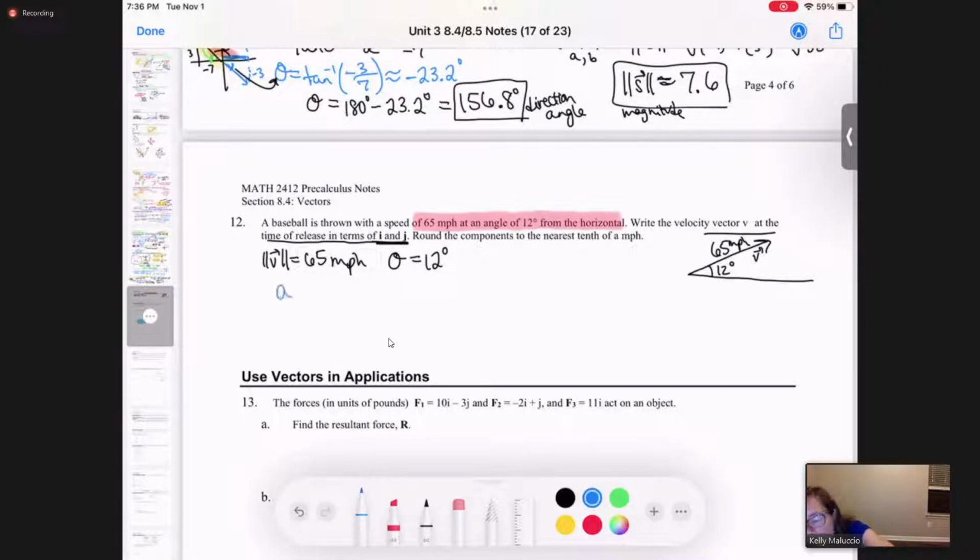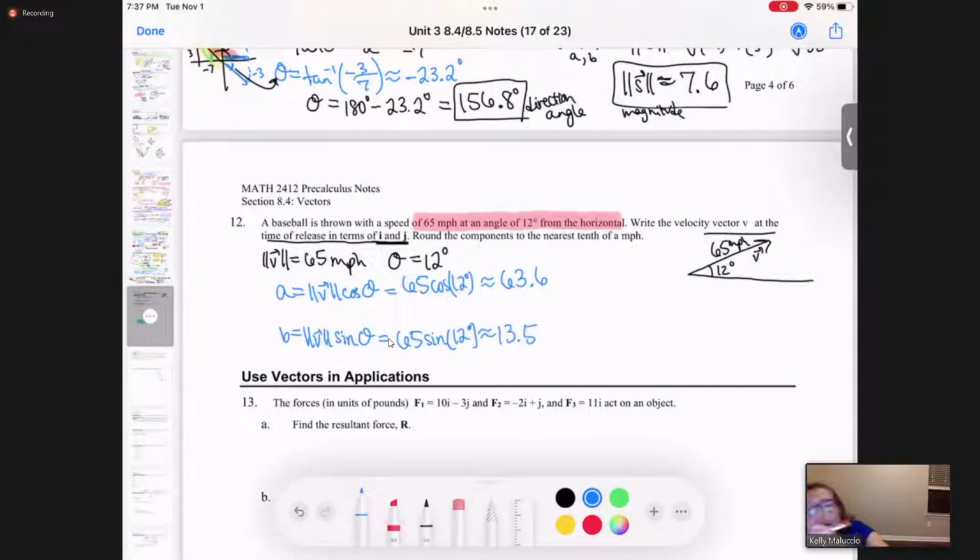To do that, I'm going to use those formulas. a is the magnitude times cosine theta, and b is the magnitude times sine theta. That's going to be 65 cosine of 12 degrees. Now make sure your calculator is in degree mode here. Oops, this should be sine, 12 degrees. It says to round to the nearest tenth, so for cosine it's 63.6, and for sine, which is b, it's 13.5.